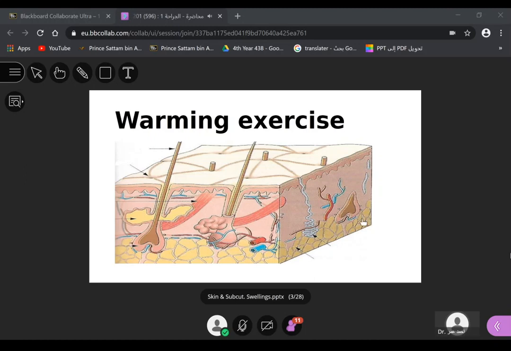And what is this area? Hypodermis, or subcutaneous tissue. You know, this is fat. So fat usually occupies the subcutaneous tissue. And as you can see, there are many structures which traverse these two layers.